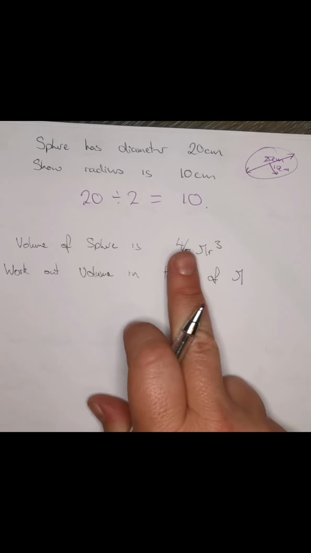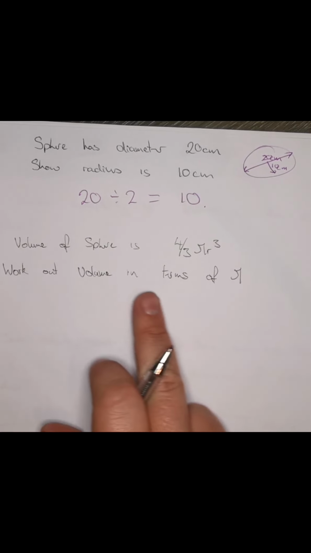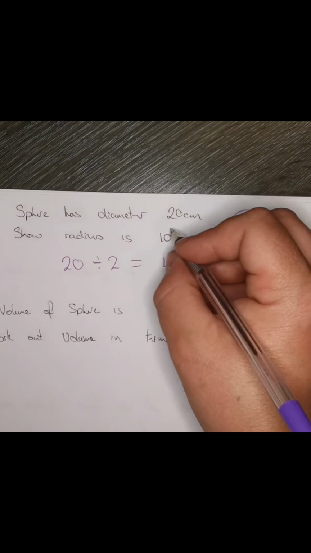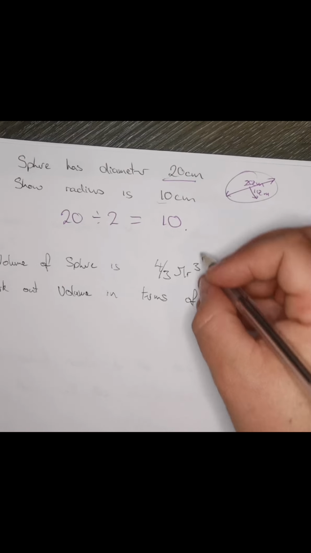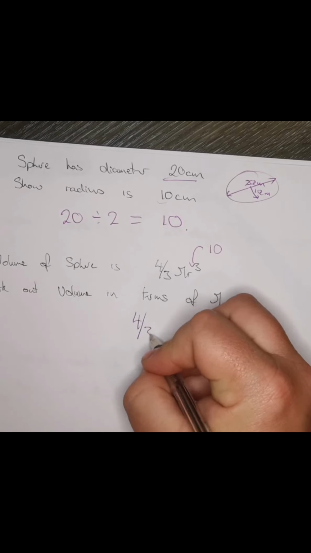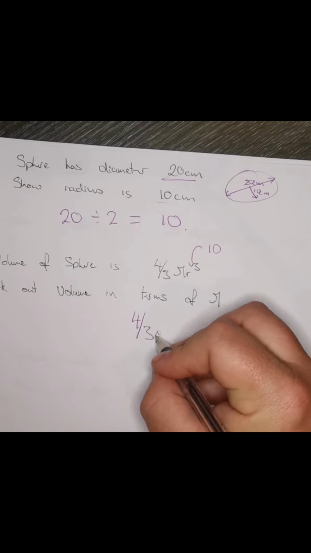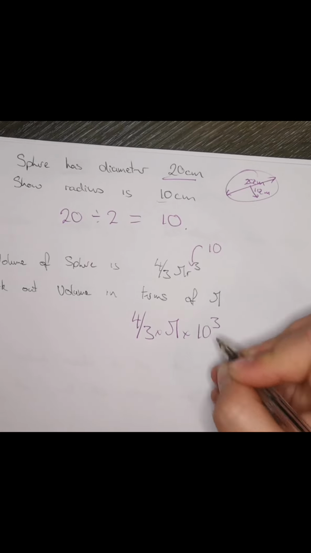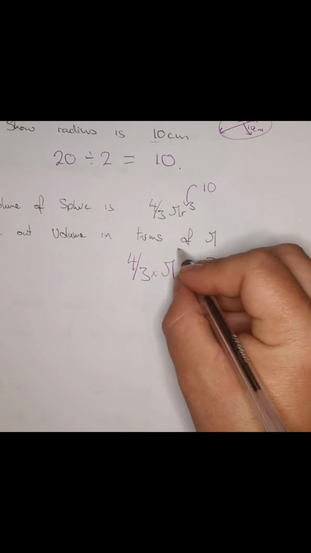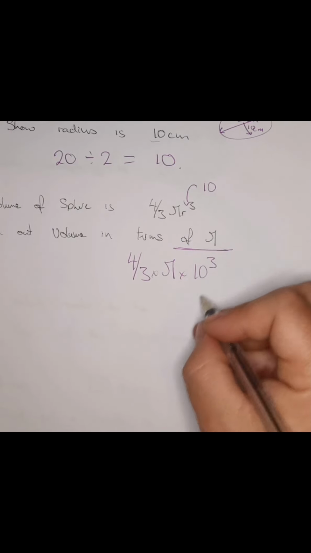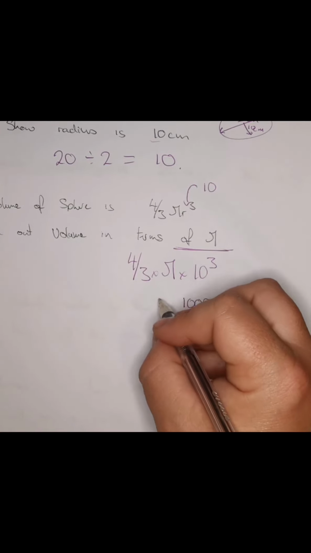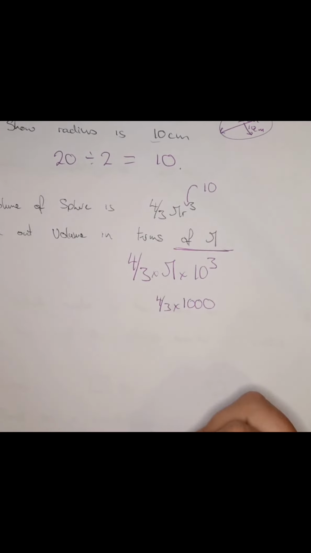Volume of a sphere is given by 4/3 pi r cubed. Work out the volume in terms of pi. So, if my diameter is 20, my radius is 10. So that r is going to be 10. So I've got 4/3 times pi times 10 cubed. I'm going to forget about the pi for now and bang that on at the end because I'm giving it in terms of pi. So 10 cubed is 1,000, 10 times 10 times 10. So I've got 4/3 times 1,000.